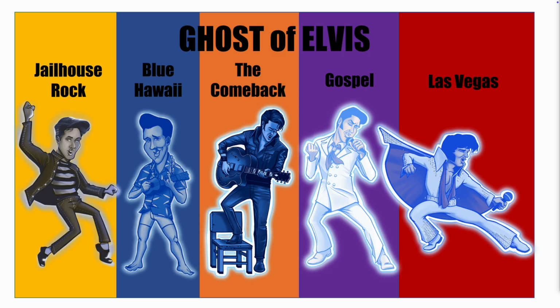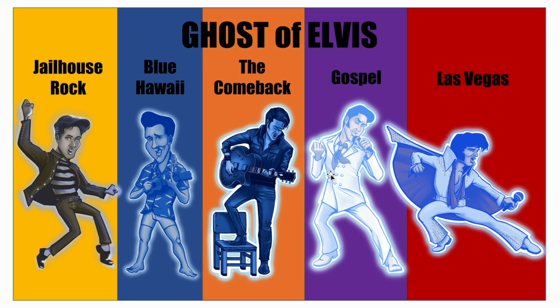But here it is. So we already talked about Jailhouse Rock Elvis, but Blue Hawaii Elvis was a little bit different. He had an articulated elbow that was helping him strum his little ukulele. Something similar was going on with Comeback Elvis. He had a lower arm that was strumming the guitar that was animated. And then Gospel Elvis and Las Vegas Elvis had a swinging arm, almost like they were doing fist bumps.